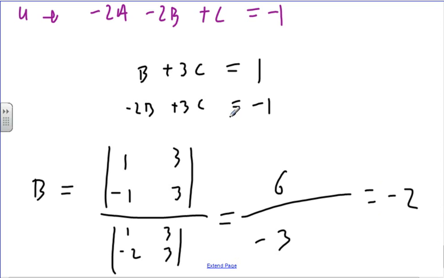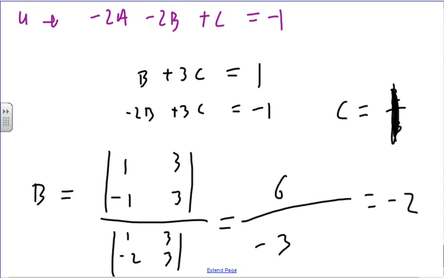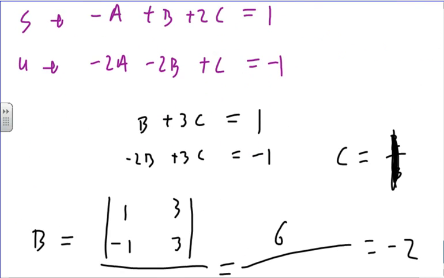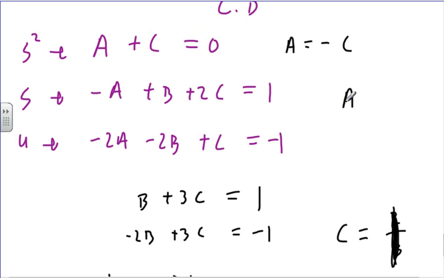Okay, what? Not right? Okay, minus 2 is b, so c is going to be 2 over 3. No, it's not. 1 over 3? No. 4 over 3? No. Well, wait a minute. It's going to be 1. There we go. If b is minus 2, then c has to be 1. All right, so I know b, I know c. If c is 1, then a is going to be minus 1.